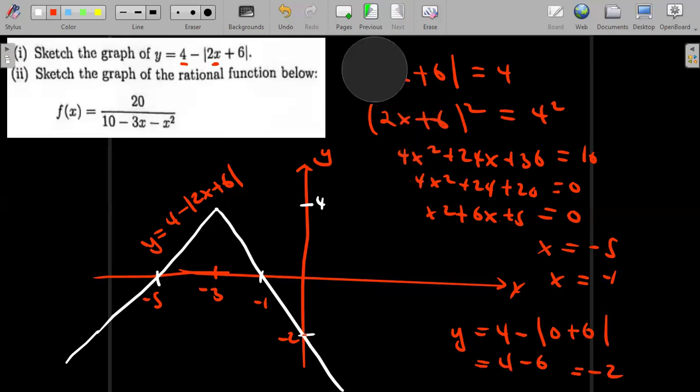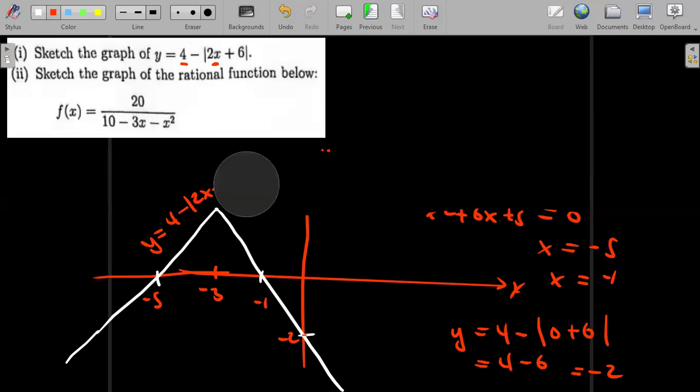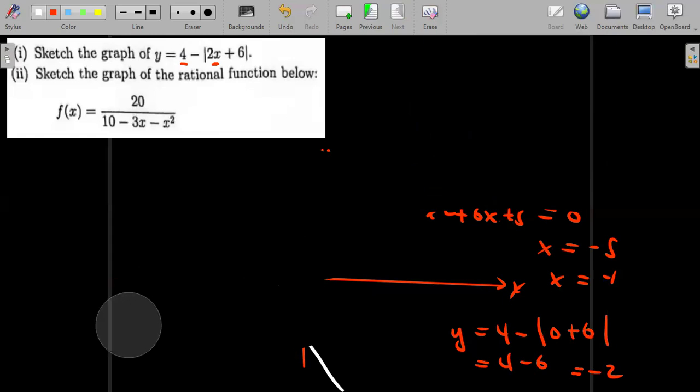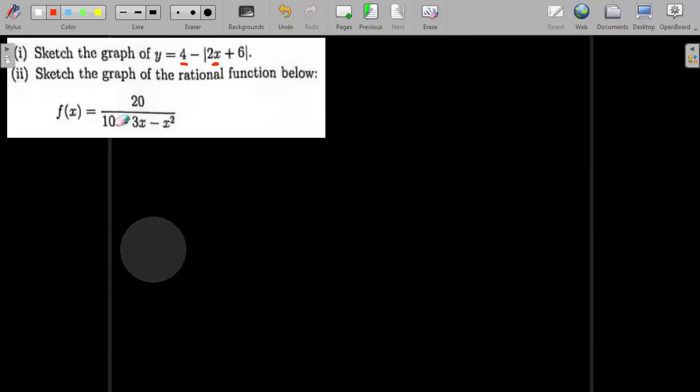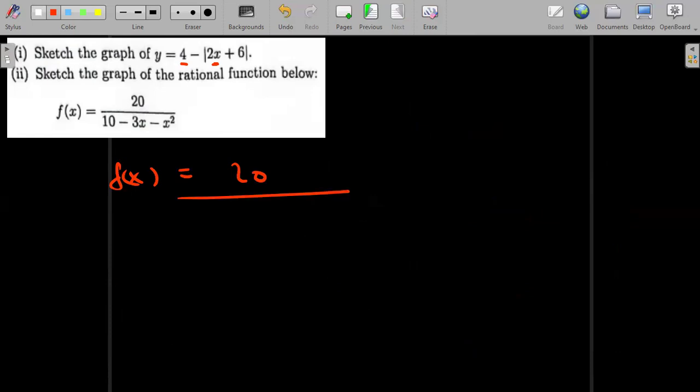And the last question is on rational functions. So you have to sketch that graph. So how do we sketch that graph? You have f of x is equal to 20 over, so I can write this starting with the negative here, squared, minus 3x plus 10.